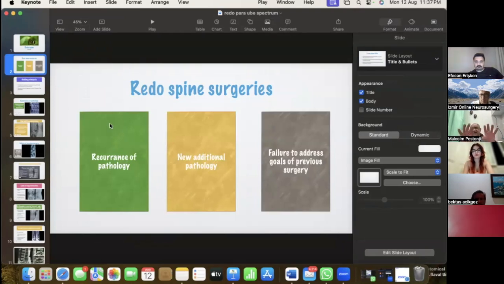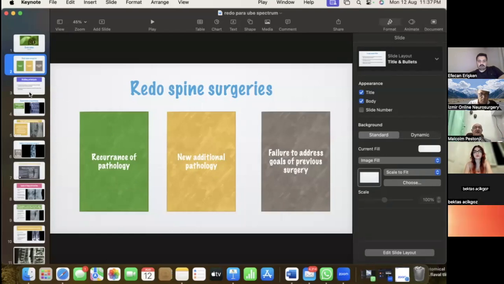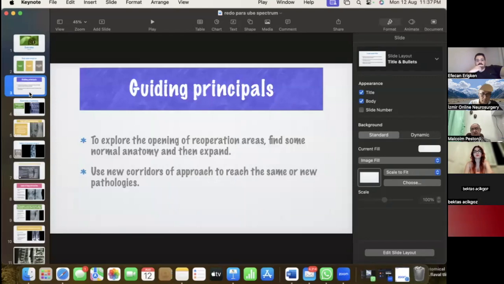So how do I classify redo spine surgeries? I classify them on the basis of recurrence of pathology, new additional pathology, failure to address the goals of the previous surgery. Let us see what the guiding principles are. The guiding principles are to open the area of reoperation. You must find some normal anatomy, then expand from there. That way you can't go wrong. Either you land on the facet, land on the lamina, find the plane, then go deeper.